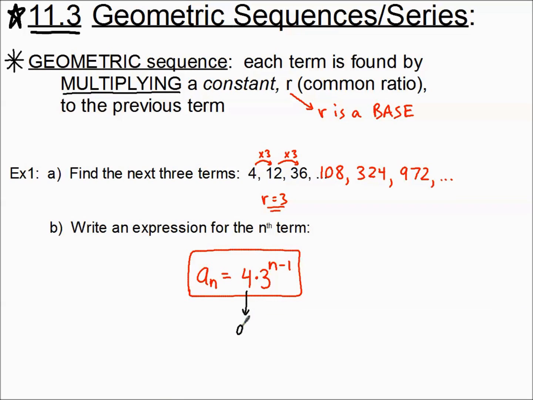You can put your first term as your coefficient, and you could make the base your R, as long as your exponent is n minus 1. And we'll see that this is actually basically our first formula. But I'll get to that on the next slide.